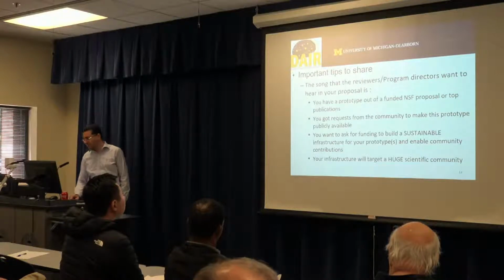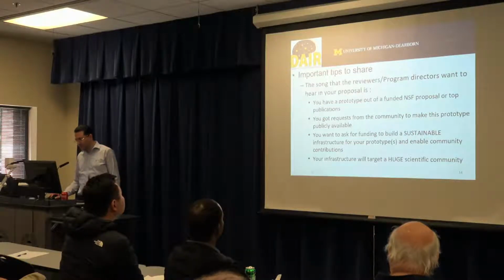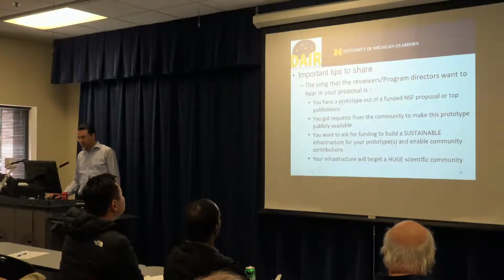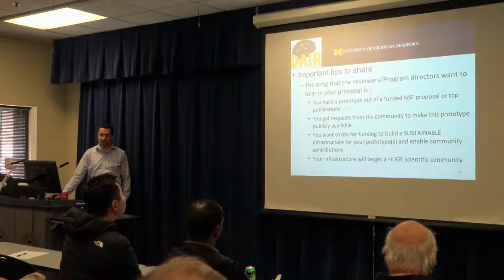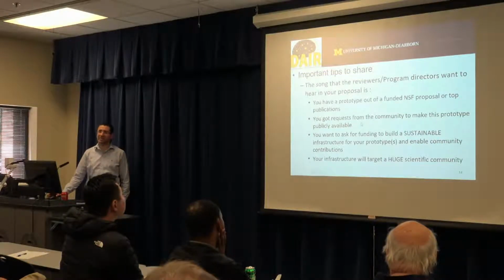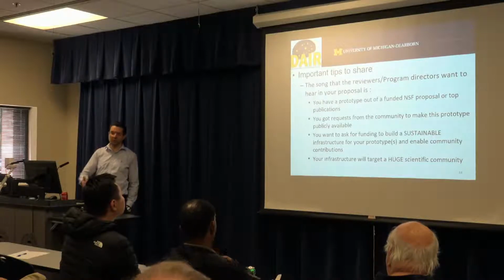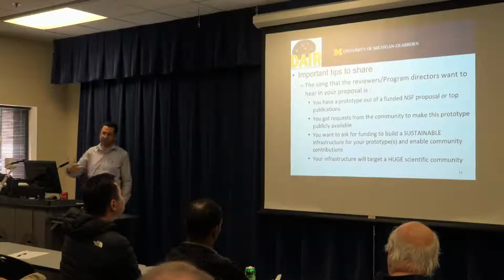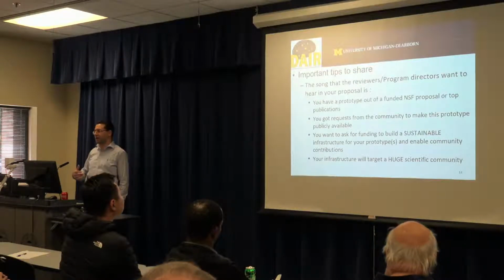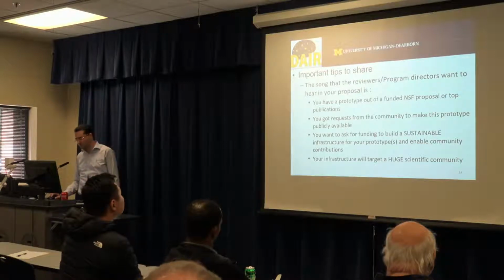If you want to know what some reviewers are looking for when they read this proposal, you need to show that this is a prototype that came out of a funded NSF project, or that it was published in top venues. Also, you get requests from the community about getting your tool. They want to try out your tool and so on. You may leverage that by saying, I put my code on GitHub and it was downloaded by X number of people, which showed the interest of the community.